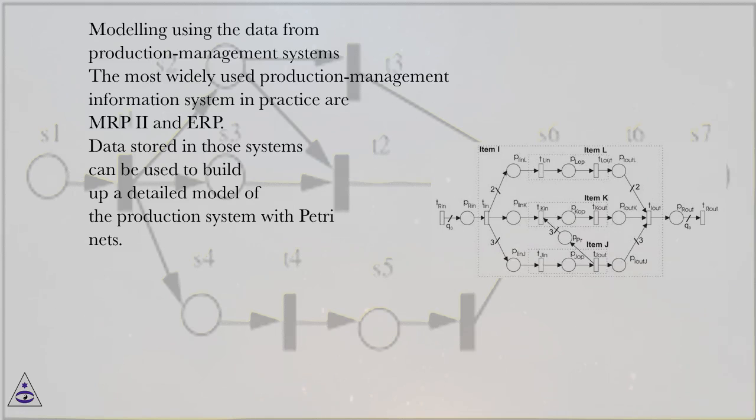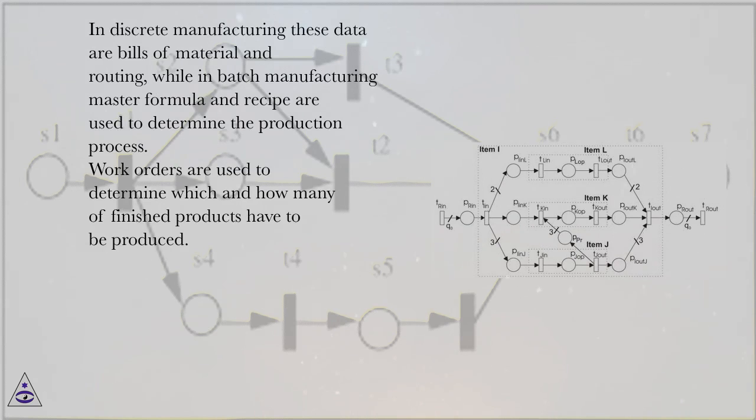Modeling using the data from production management systems. The most widely used production management information systems in practice are MRP2 and ERP. Data stored in those systems can be used to build up a detailed model of the production system with Petri nets. In discrete manufacturing, these data are bills of material and routing, while in batch manufacturing, master formula and recipe are used to determine the production process. Work orders are used to determine which and how many of the finished products have to be produced.